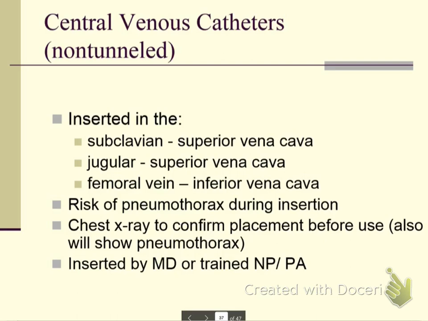So normally, like I said, they go into the subclavian, the jugular, the femoral. It can go into the femoral vein. Risk of pneumothorax, like I talked about with the TPN, that's usually when we would see the risk for the pneumo, when they're putting in the central venous catheter. And then you can't put one in, but if a PA or NP has the training, they can put it in. Otherwise, it's always inserted by a physician.